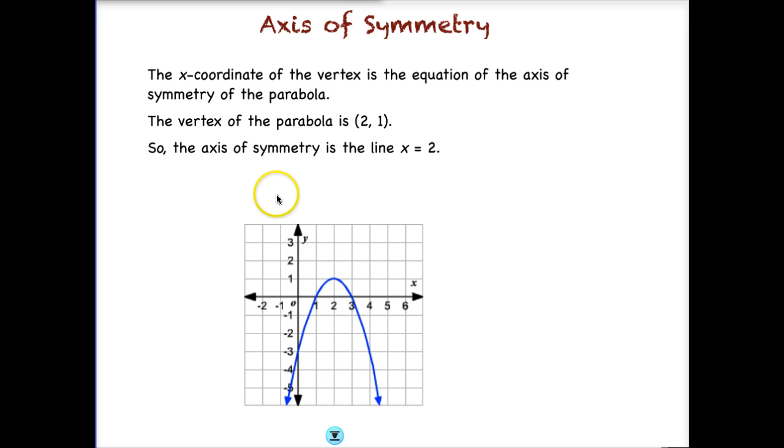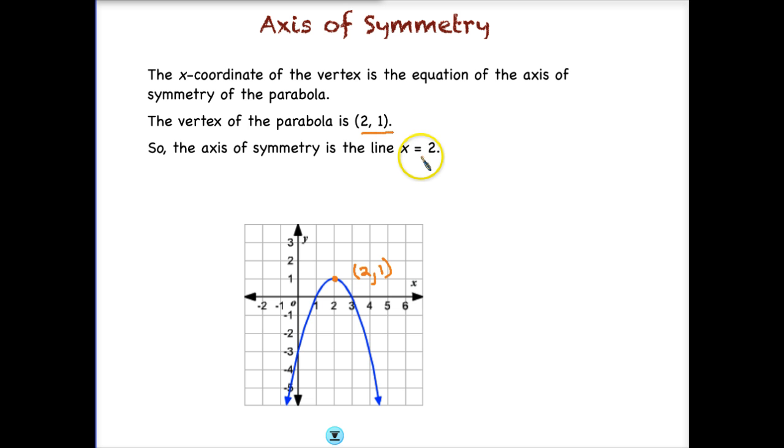So let's look at the axis of symmetry a little bit more. The x-coordinate of the vertex, and here is our vertex, let's highlight that, right here. The x-coordinate of that is 2, the y-coordinate would be 1, but the x-coordinate of the vertex is always going to be the equation of the axis of symmetry of the parabola. So since the vertex of the parabola is 2, 1, the axis of symmetry line would be x equals 2.